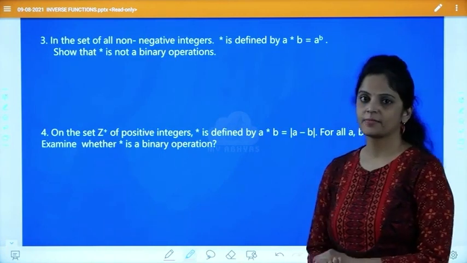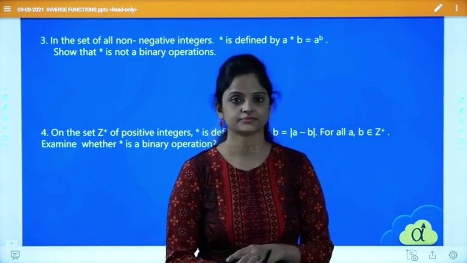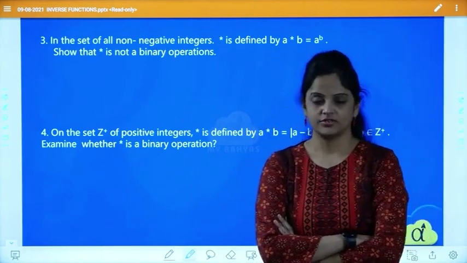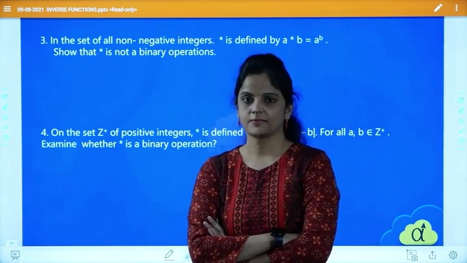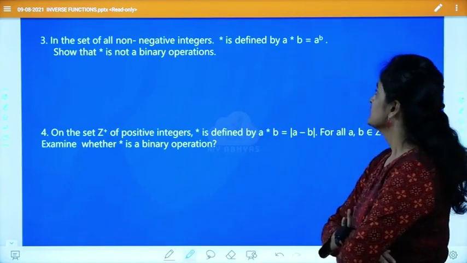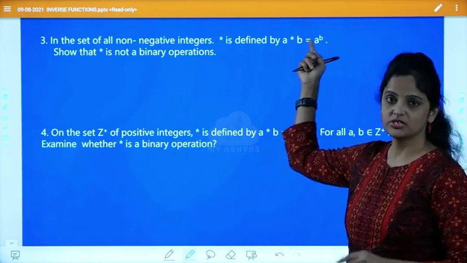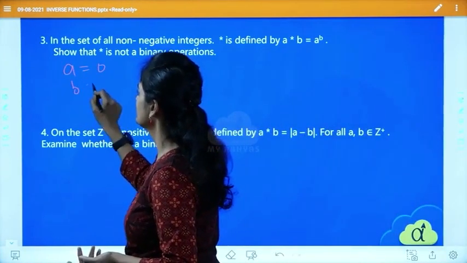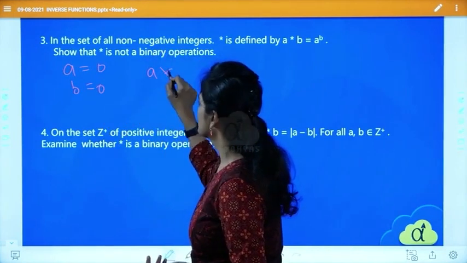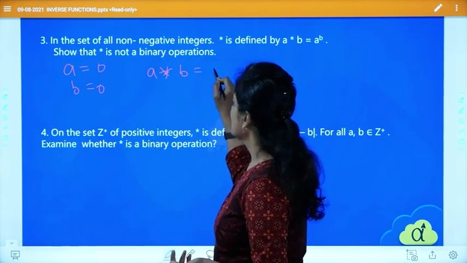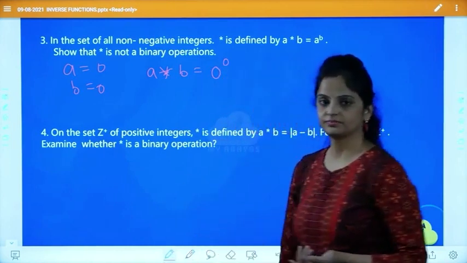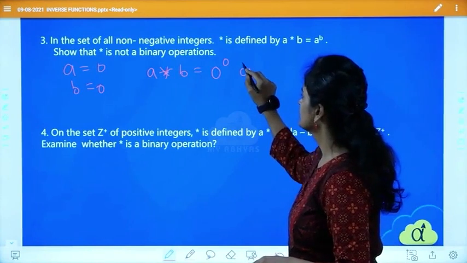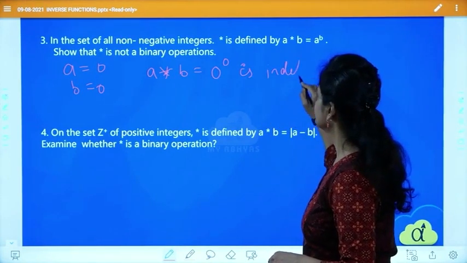Come on, do it on your own. Think where it can't be a binary operation. A to the power of B: the only possibility is when A is 0 and B is 0. If I take A star B, I will get 0 to the power of 0, because A and B both are 0. 0 to the power of 0 is an indeterminate form.